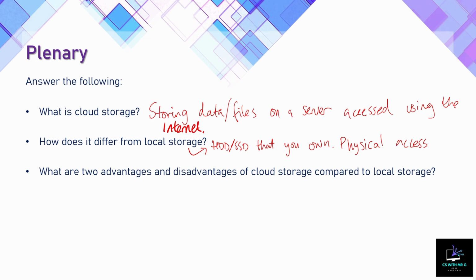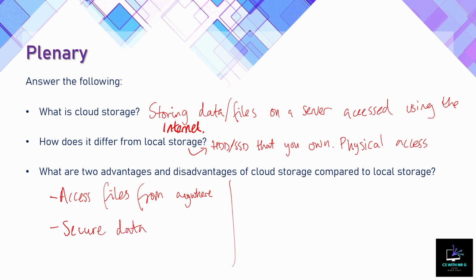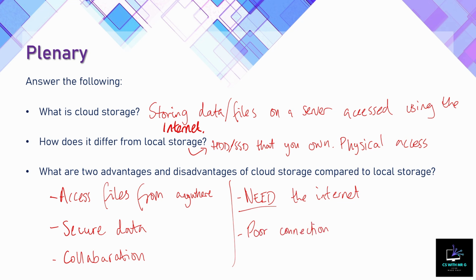Two advantages and two disadvantages. Well, if we start with the advantages, we can access files from anywhere. We can also talk about data safety, so secure data. You could also mention collaborative working as well. The main disadvantage is that you need the internet. Remember, I put need in capital letters, so you need the internet in order to work. A poor connection will affect performance.